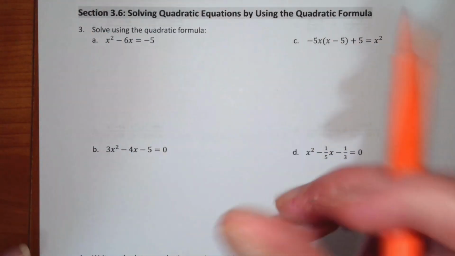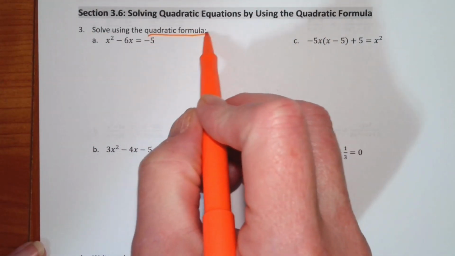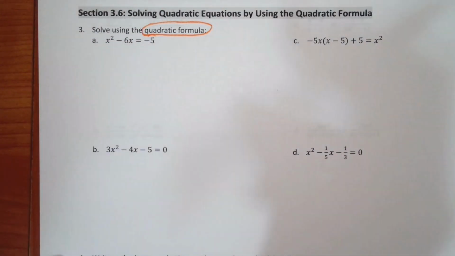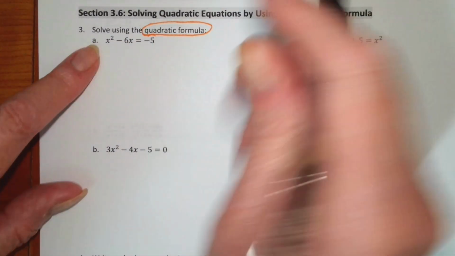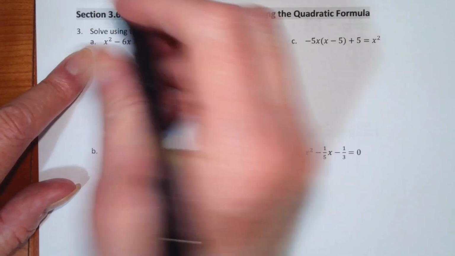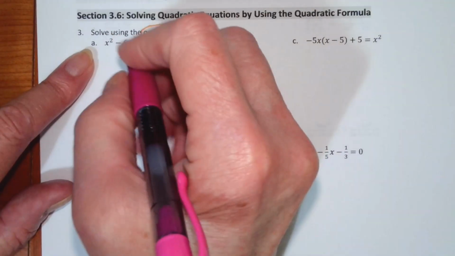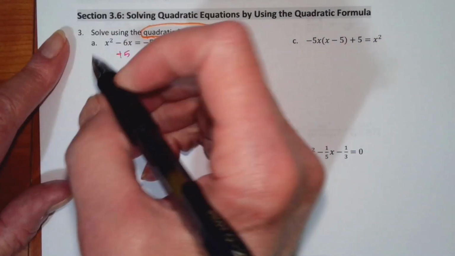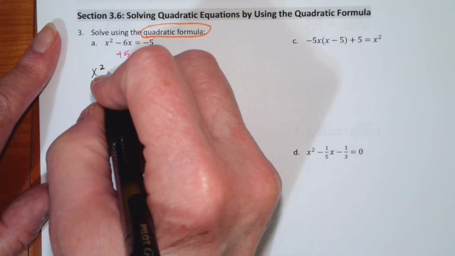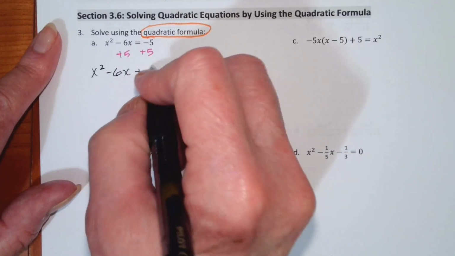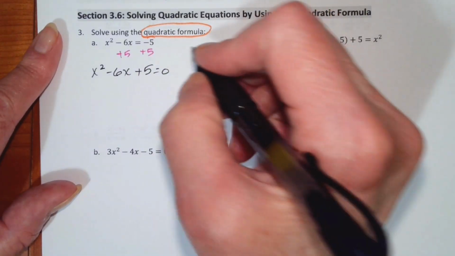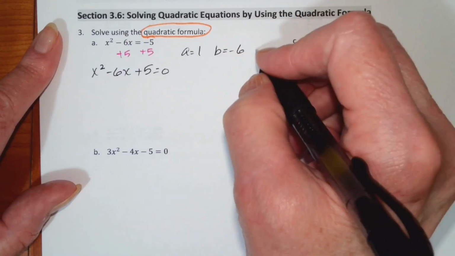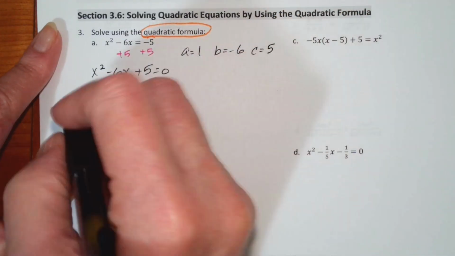Okay, so let's look at solving using the quadratic formula. The key to this is when I start, it has to be set equal to 0. So I am going to add 5 to both sides. That gives me x squared minus 6x plus 5 is equal to 0. So my a is 1, b is negative 6, c is 5.